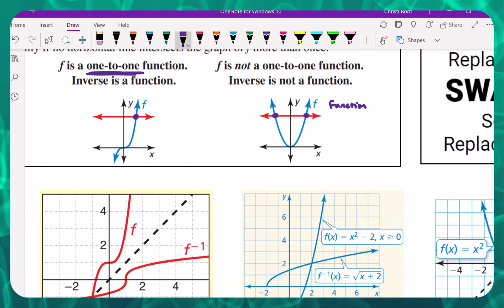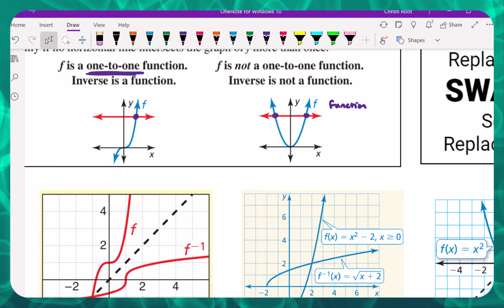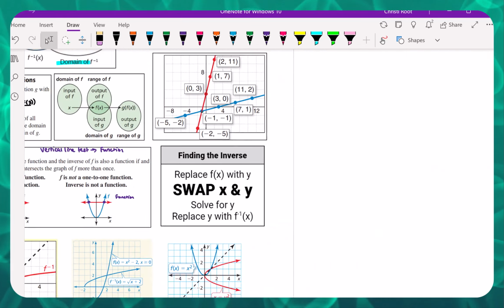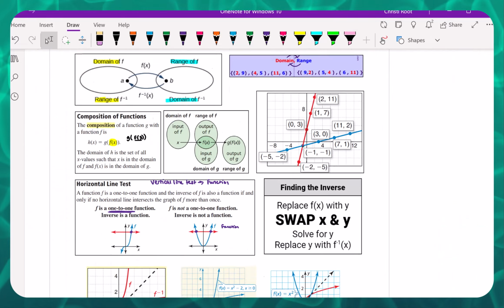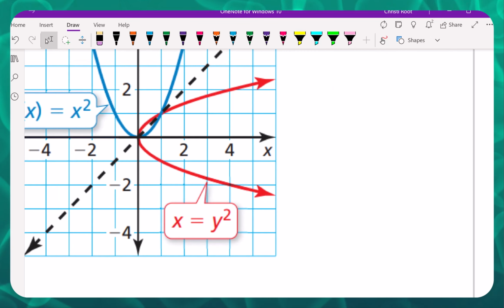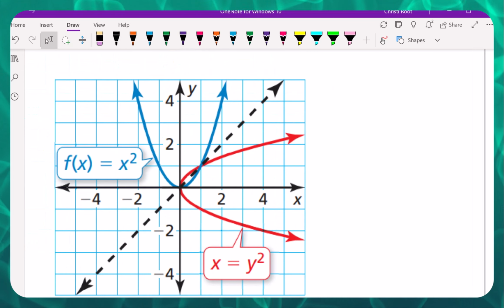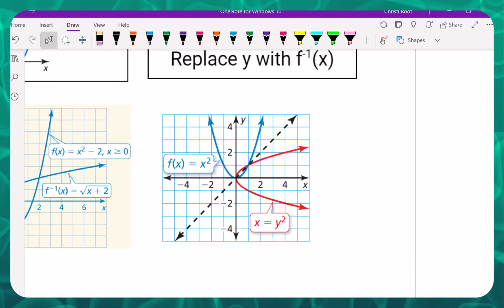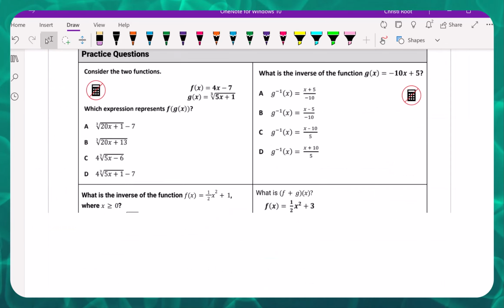Something that is an example of not a function is a sideways parabola, such as, where did it go? Right here. So this red sideways parabola is not a function. The blue one is, on the other hand. That means it will not pass the horizontal line test, so it is not one-to-one. Let's go ahead and work on some problems.